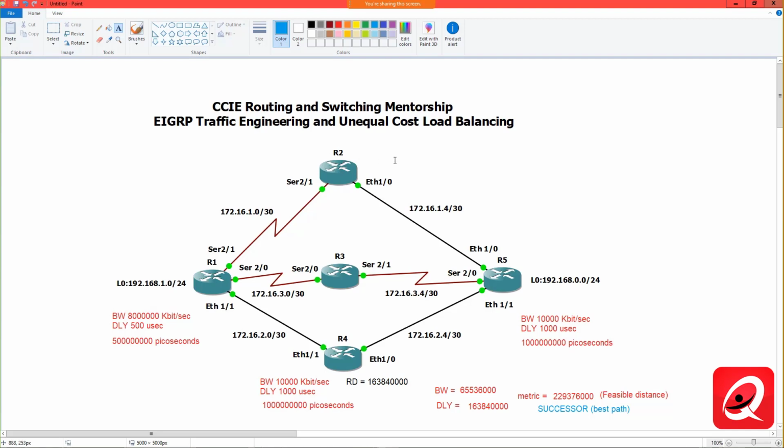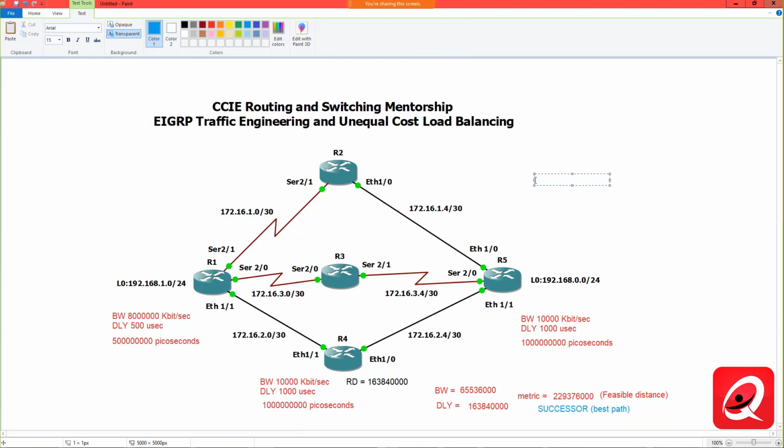Router 2 in this particular case has decided to go through router 5 to get over to router 1 because this serial link is going to be a less preferred path. The overall path metric to go to router 1 is going to be less preferred than if we were to go back to R5 and then down to R4 and R1.